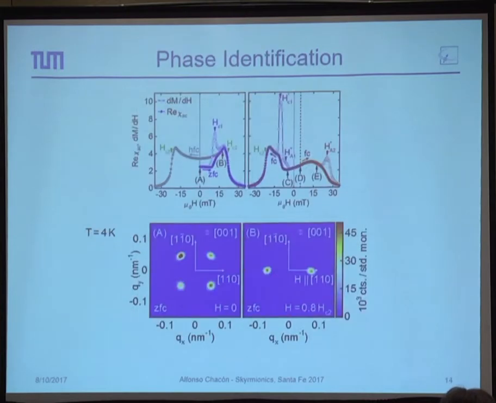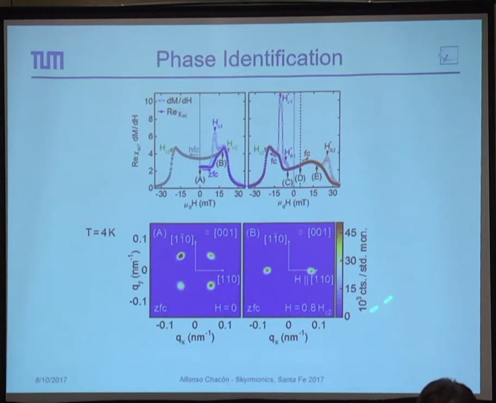So we confirm this phase identification by doing small angle neutron scattering. What you see here on the left is a typical scattering pattern that you obtain at zero field for this compound. As I said before, those are the 001, 010, and 100 propagations, because since the easy axis is 100 in this system, you get three different domains. If you apply the field, then you get a conical propagation.